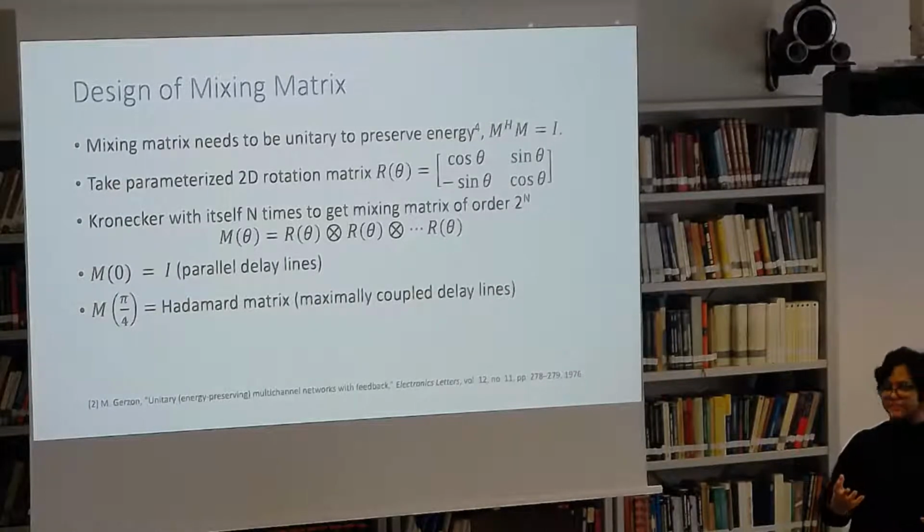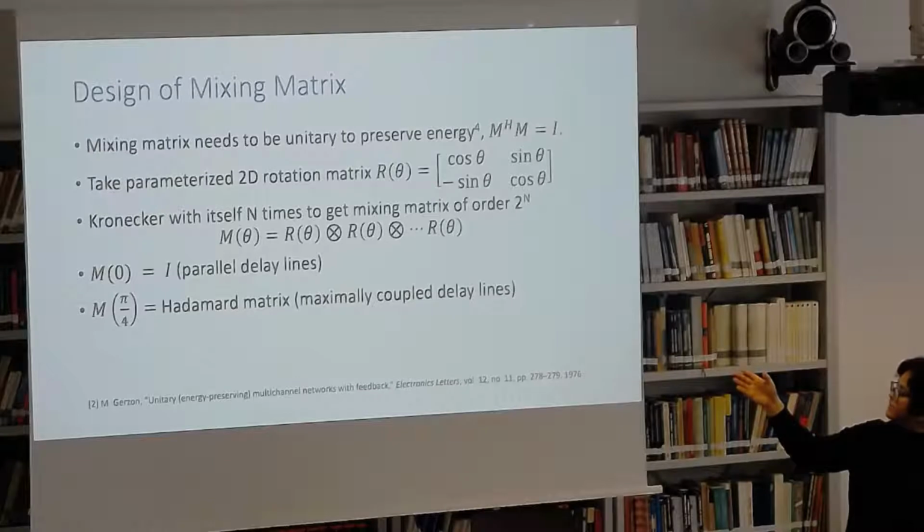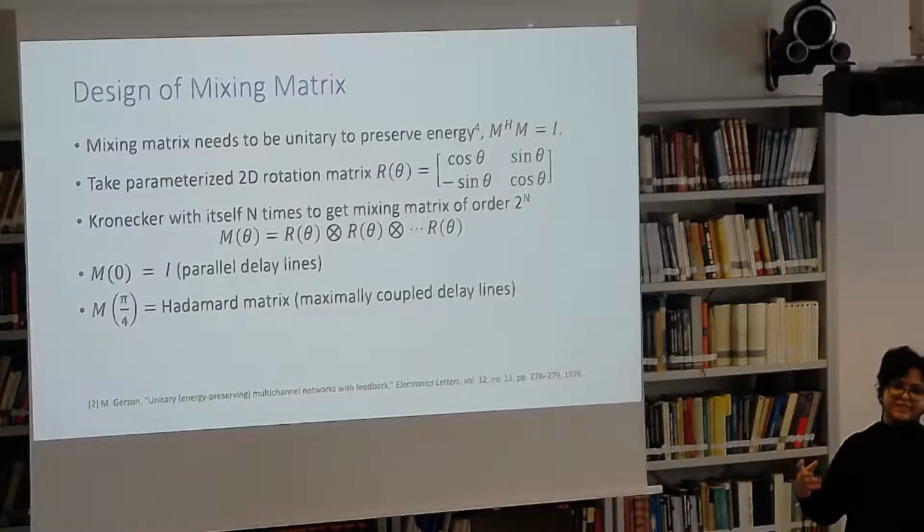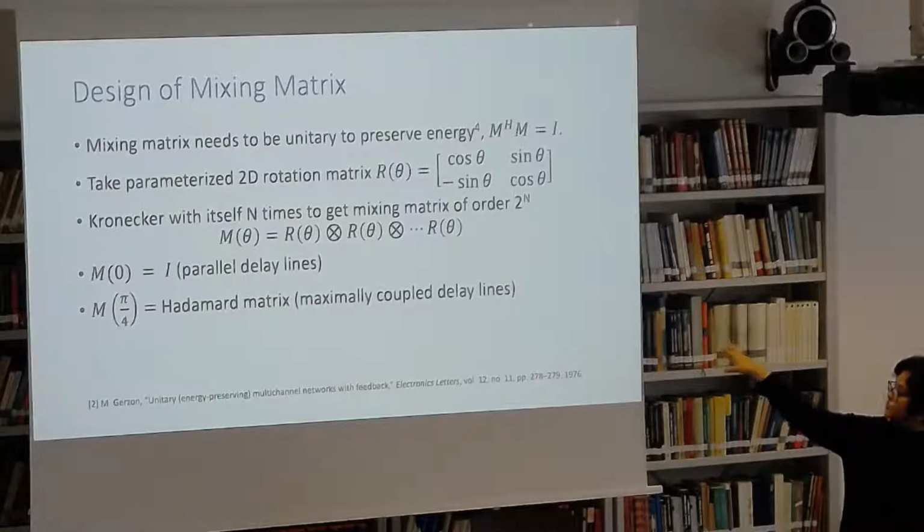So the way I design this mixing matrix is that I start with a 2D rotation matrix, which is parameterized by theta. And this is a simple structure. This matrix is unitary by design. Now this is just a 2 by 2 matrix, but I might have an FDN which is 16 by 16. So if I want to extend the dimension of this matrix, then I can take the Kronecker product of the matrix itself a number of times. And that will give me a larger matrix. The good thing about the Kronecker product is that it preserves unitariness. So this resulting matrix M that comes from R is also unitary by design. And it's nicely parameterized by this angle theta.